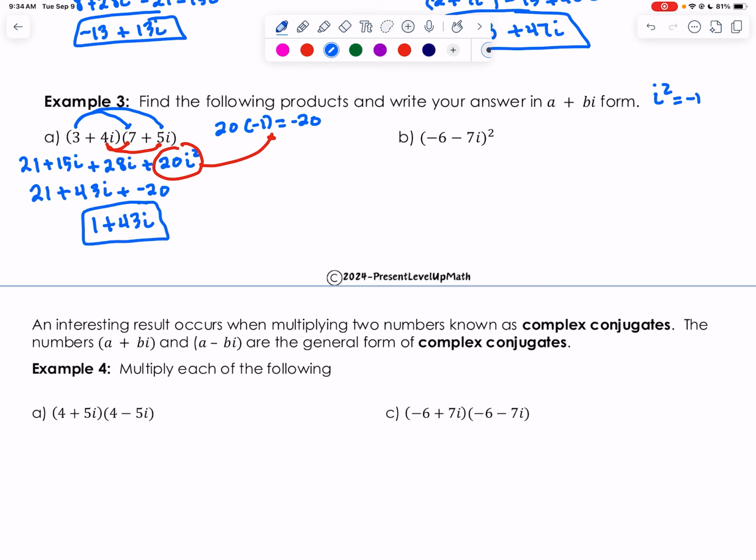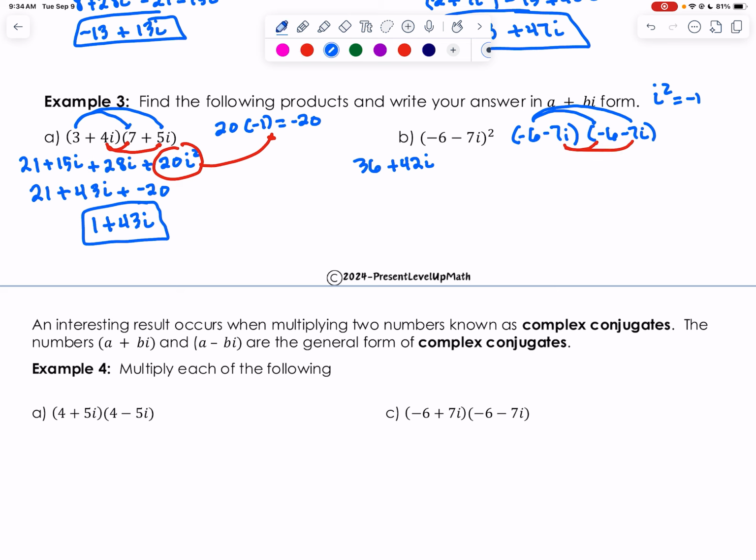All right, problem B. We have the quantity -6 minus 7i squared. So this is really -6 minus 7i times -6 minus 7i. So I'll start by taking -6 and multiplying it times everything in the second parenthesis. So -6 times -6, +36. -6 times -7i would be +42i.